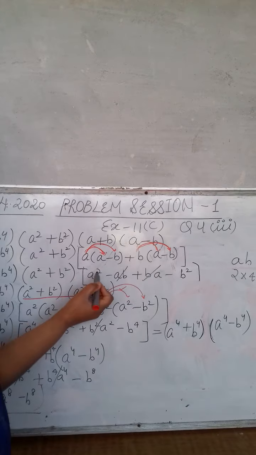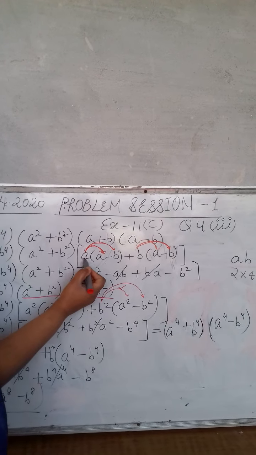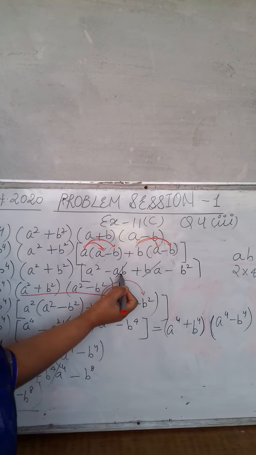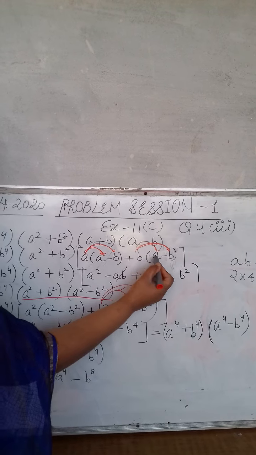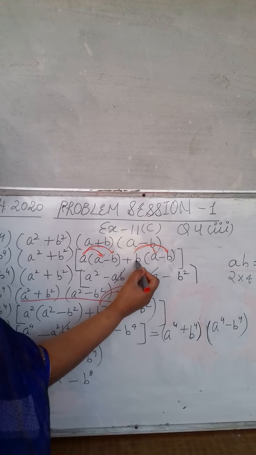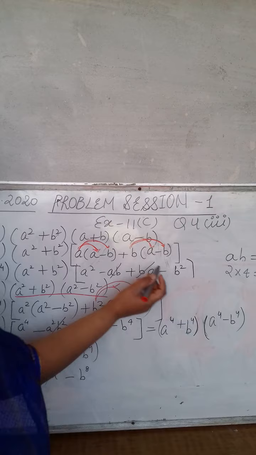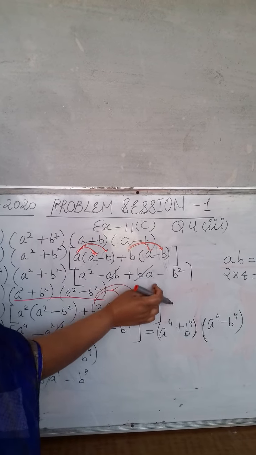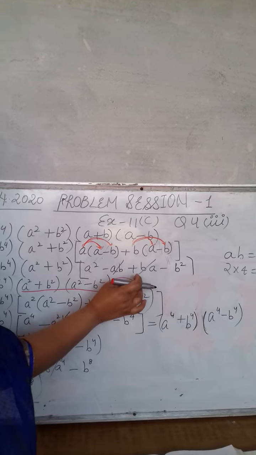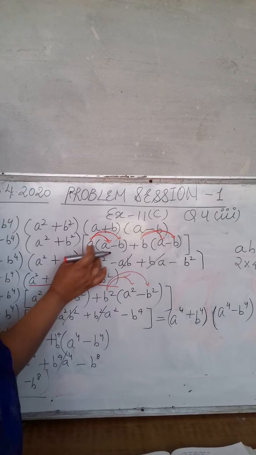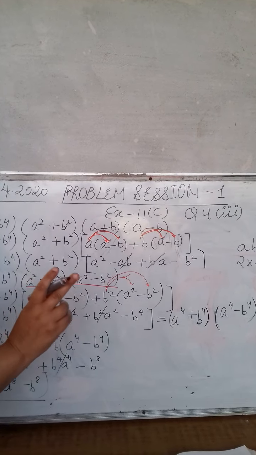Now A into A will give you A square and A into B will give you AB. Then plus B into A will give you BA. Now B into B will give you B square. Remember the signs: plus minus minus, and plus plus plus, plus minus minus. Don't make a mistake of signs.